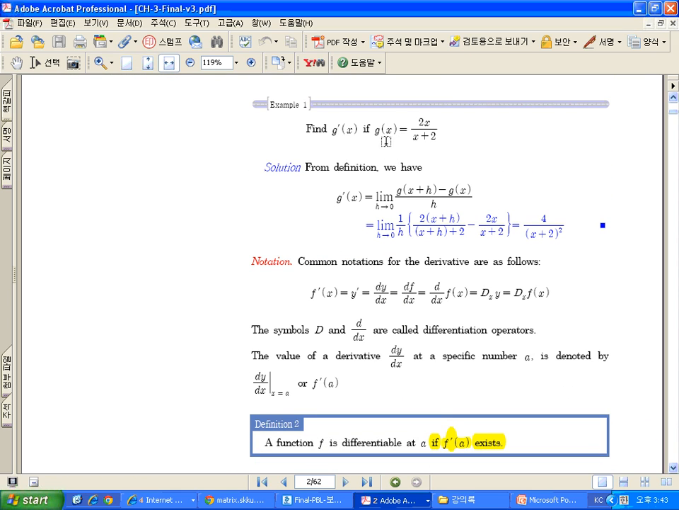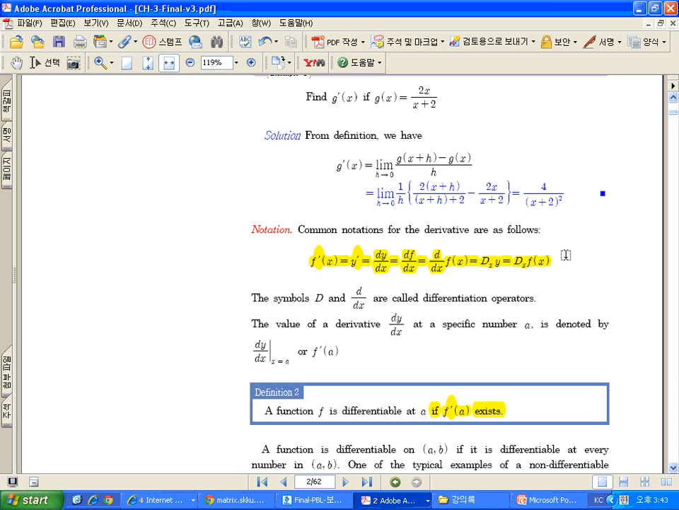Okay, suppose we have a function g of x like this. Then g prime of x, the derivative of g with respect to x, can be found in this way from the definition. So with the definition, we can write g of x plus h and g of x like this, and find the limit of this function with 1 over h together, which is this. So we can say the derivative of this function g is this.